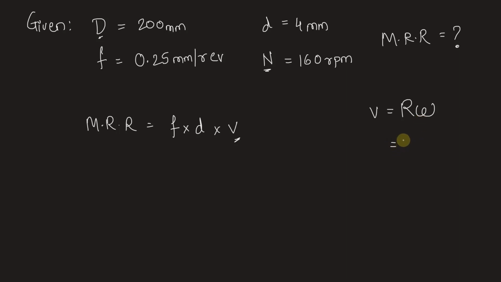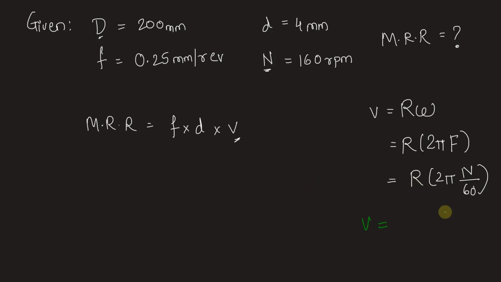Now omega can be written as 2 pi f. This f is the frequency of the tool. It's not this feed rate, it is the frequency of the tool. And this f can then be written as N by 60, because this frequency is per second. To convert it from per minute, we are dividing it by 60, and we have capital N given as 160 rpm.